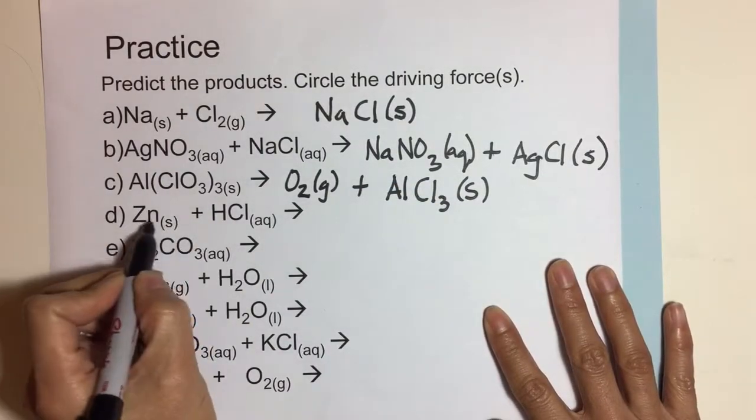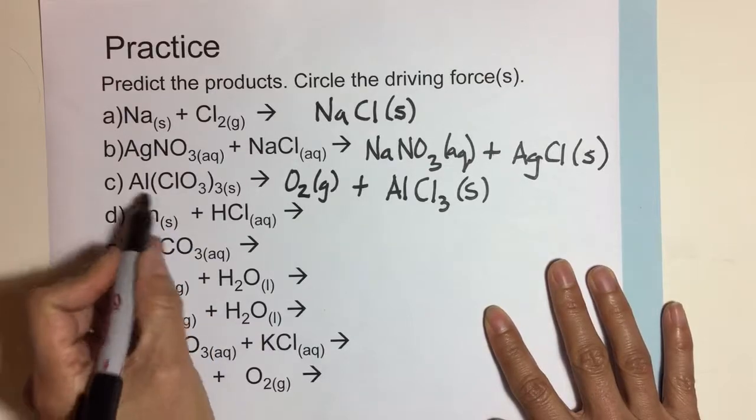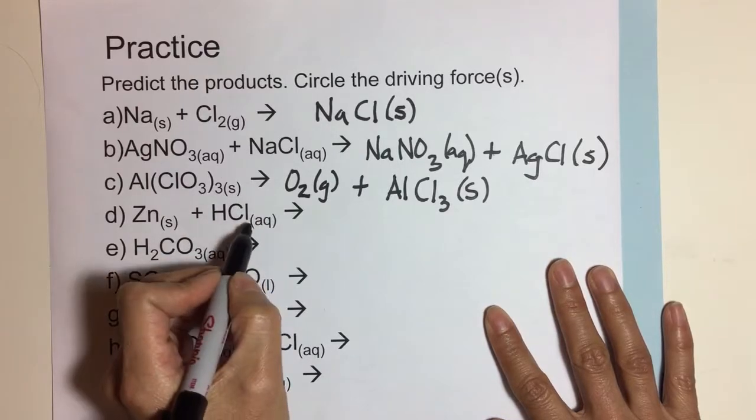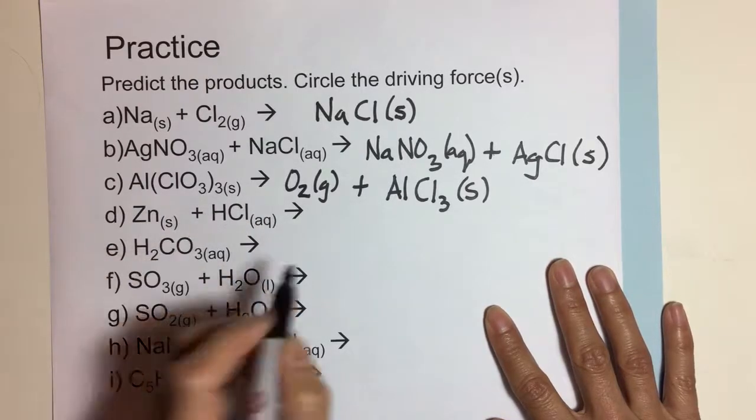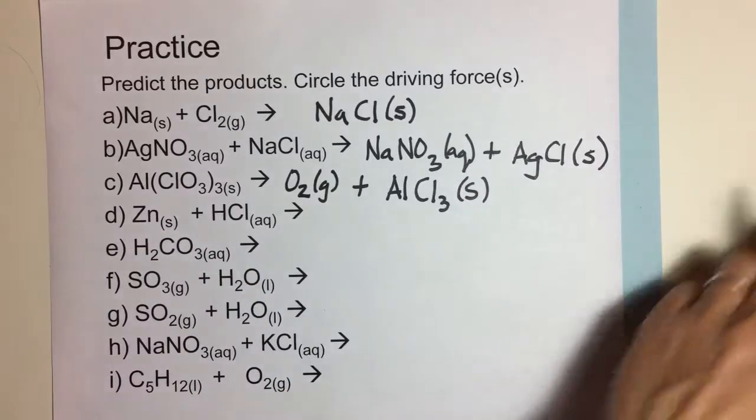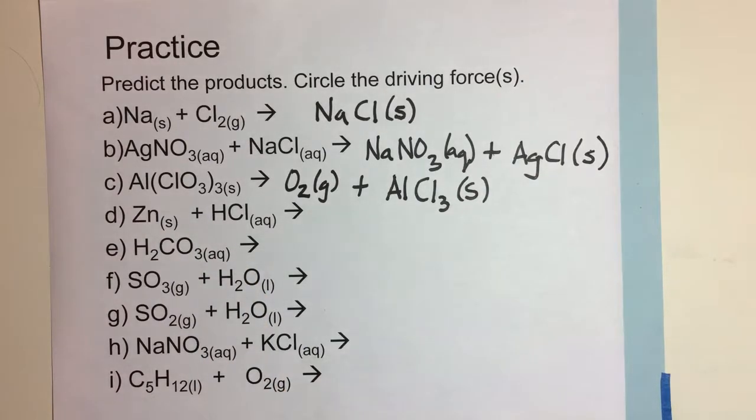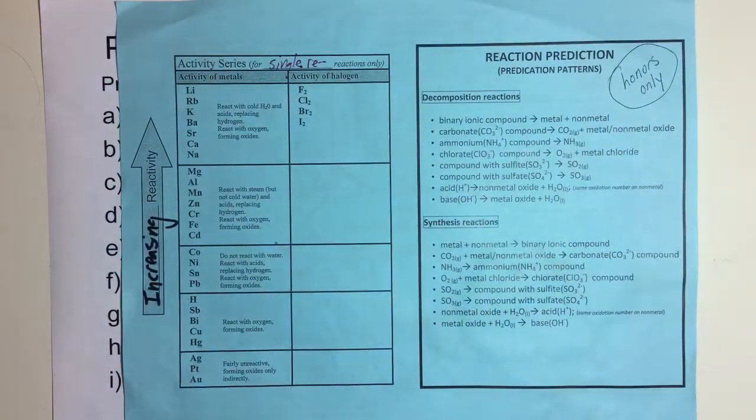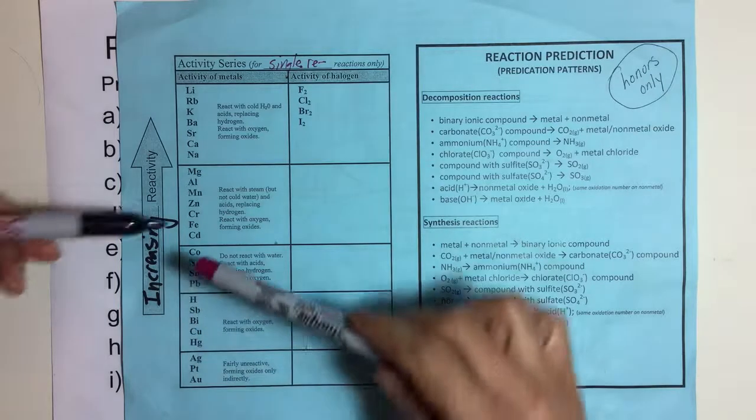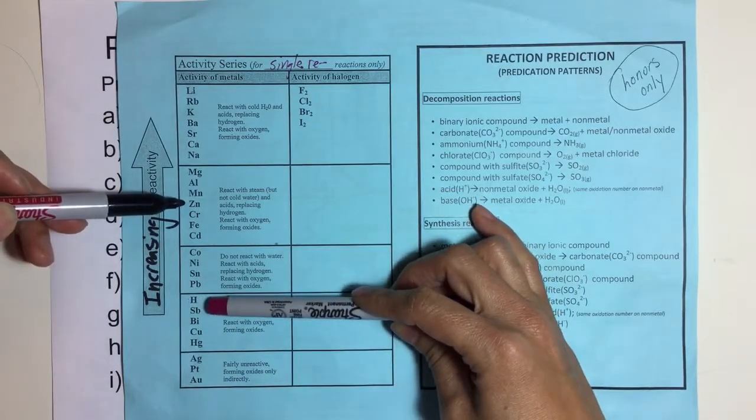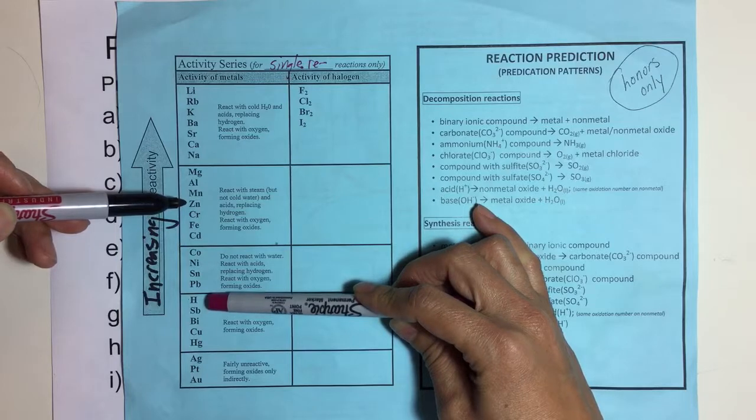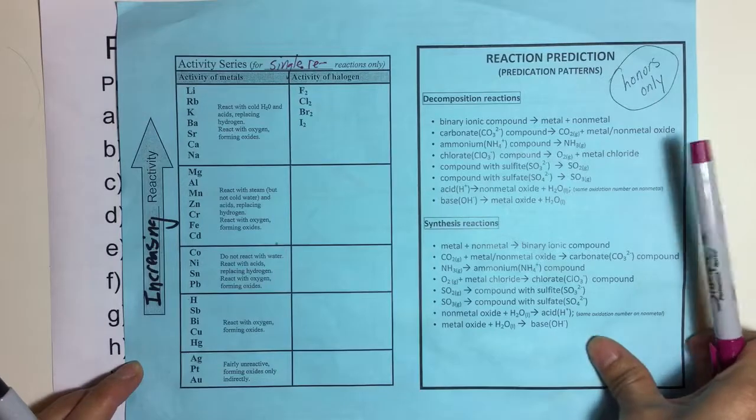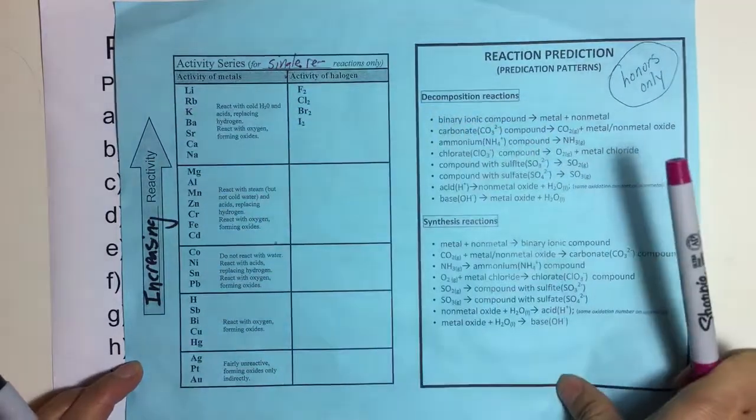D. In D, this is a single replacement reaction because here's our single element, and here's our compound with two or more different elements. So we're going to see that zinc is going to replace hydrogen, and we would only know if that replacement will take place using what is called our activity series. So we find zinc and we find hydrogen. Zinc and hydrogen are right here. Now when we look at them, you'll see that zinc is higher up than hydrogen, so zinc is more reactive than hydrogen, as you see the arrow showing increasing reactivity going up.